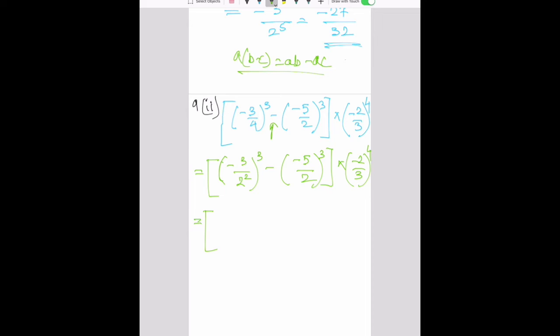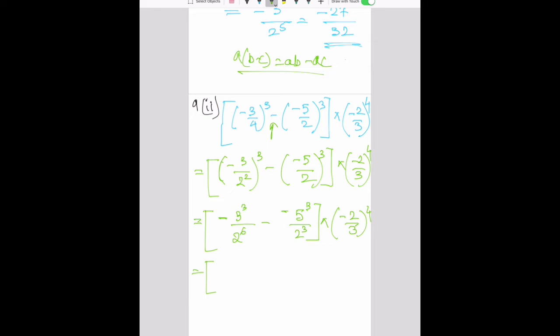So minus 3 cubed is minus 3 cube, because it is an odd power, so minus does not become plus. And 2 square to the power 3 is 2 to the power 6, that is 2 into 3, power gets multiplied. Minus, again the minus is there because it is a cube, 5 cube, and this is 2 cube. This we keep as it is. We would see what happens afterwards.